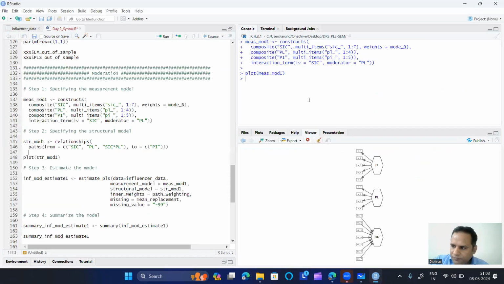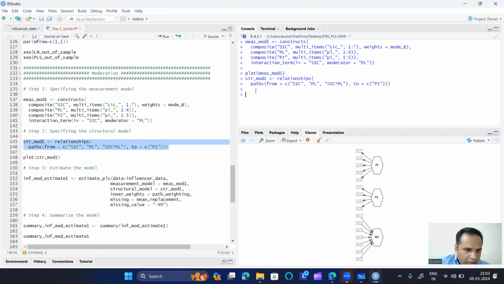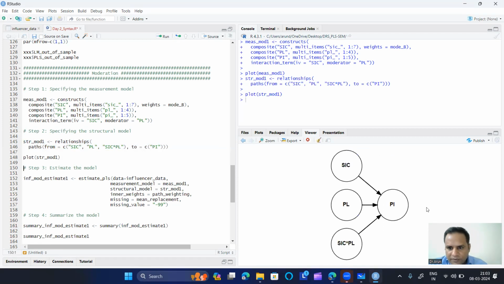Now here you see, there will be 3 arrows: paths from SIC, PL, and SIC into PL, which is the interaction term, to purchase intention. So now select line number 145 and run it. And now here you can plot it. Here you use the plot function. See, are you getting a perfect diagram?